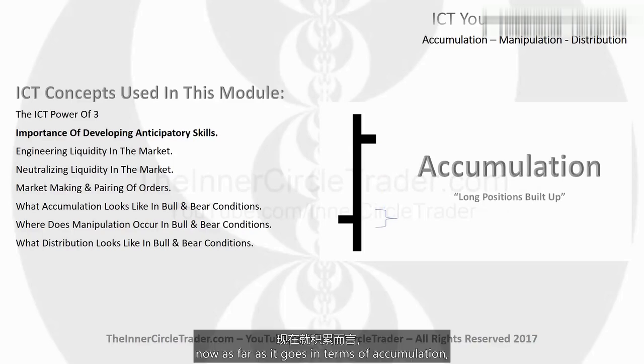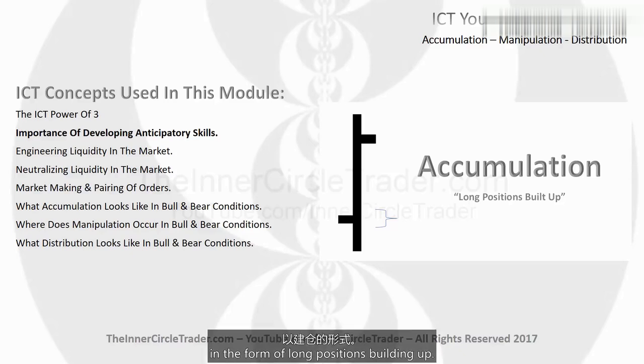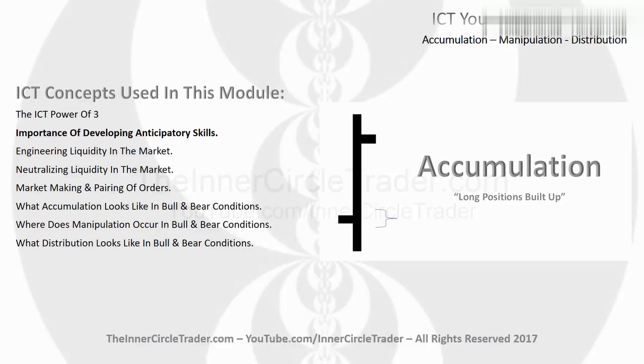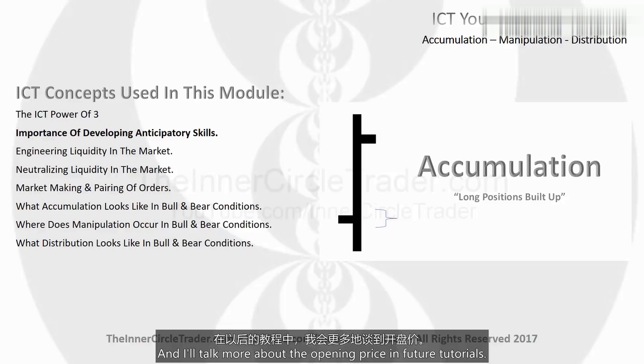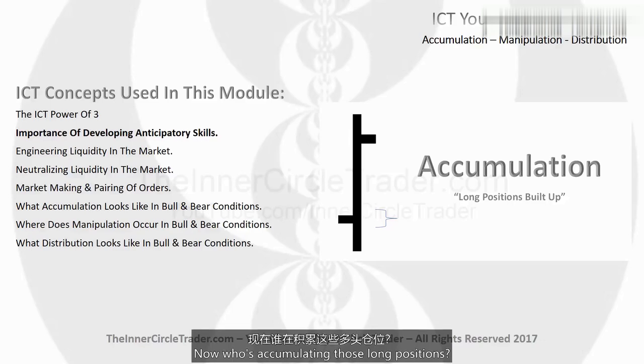Now, as far as it goes in terms of accumulation, manipulation, and distribution, or Power 3, the first thing we have to determine is what is accumulating. If we're bullish on the marketplace, we would be looking for accumulation in the form of long positions building up. It's going to be around that opening price, and I'll talk more about the opening price in future tutorials. But the opening price, just above it or below it when we're bullish, that's where longs are accumulated. Now, who's accumulating those long positions? Smart money.